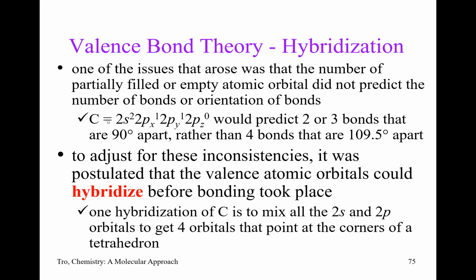And so if we think about carbon, you should have something like this: 2s2, then the 3 different p's, x, y, and z, doesn't matter which one, but 1 electron in each. And this would tell us only 2 or 3 bonds and roughly 90 degrees apart. And that's not what happens. We get that tetrahedral structure, 109.5, 4 bonds. So the model fails there.